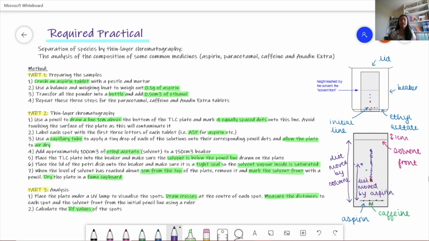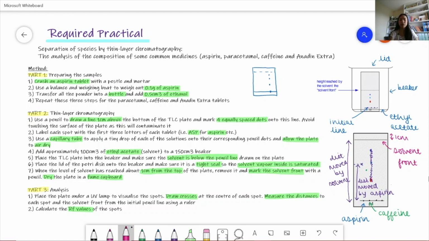And so what you should find at the end of this experiment is that Anodine Extra will have 3 different spots. So if I draw the TLC plate out again, and we have the solvent front here, and the initial line here, and we had Anodine, then what we would get would actually be 3 spots. So we'd have one here, and one higher up. And what this tells us is that it has 3 different things in this Anodine Extra.